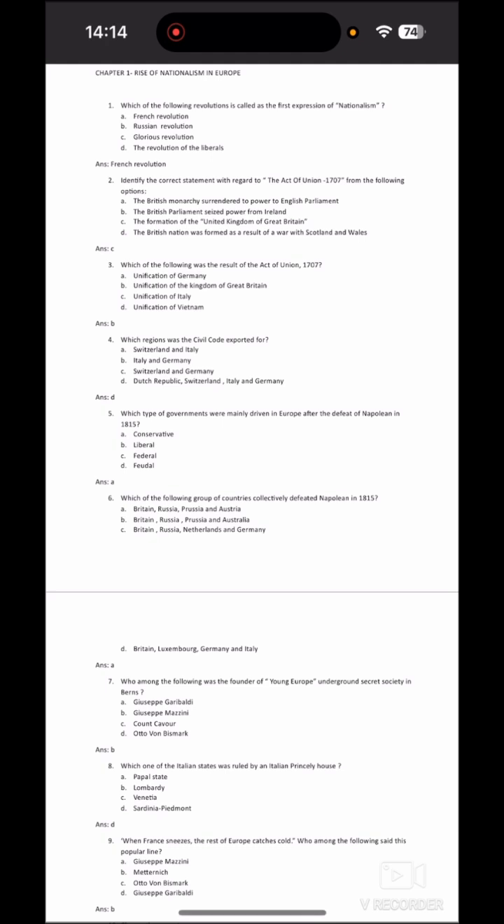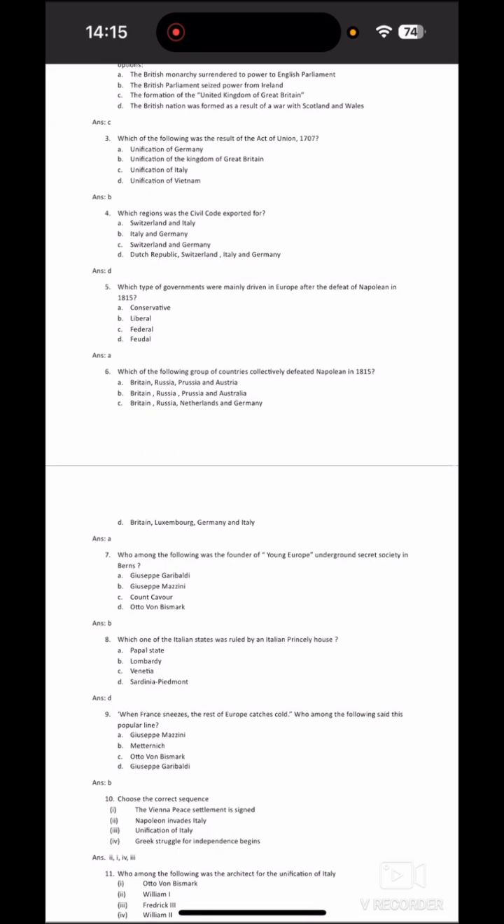Question number 4. For which regions was the civil code exported? Civil code was exported for which of the following regions? Option A, Switzerland and Italy. Italy and Germany. Switzerland and Germany. Dutch Republic, Switzerland, Italy and Germany. So option D is the correct answer for this question. Dutch Republic, Switzerland, Italy and Germany were the regions for which the civil code was exported.